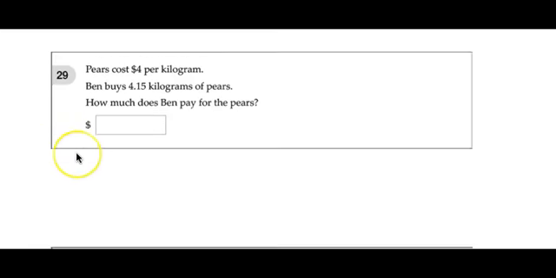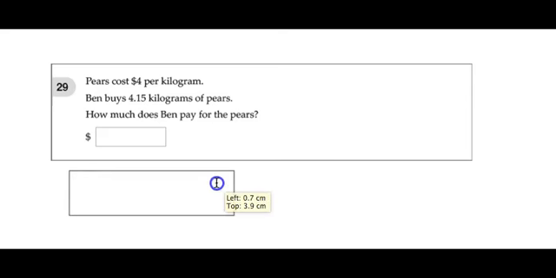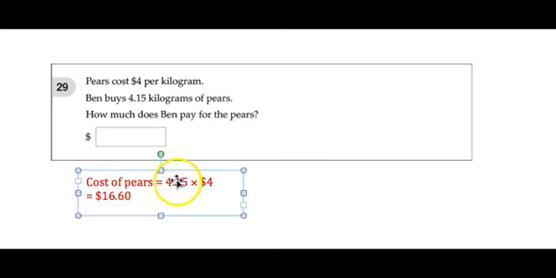Question 29. Pears cost $4 per kilogram and Ben buys 4.15 kilograms of pears, and how much does he pay? So the cost of the pears will be 4.15 times $4. Now, some of you may be able to just look at that and say, well, 4 times $4 is $16.